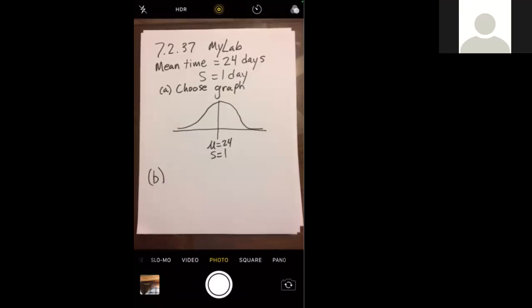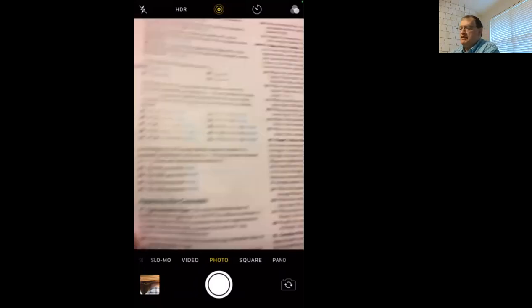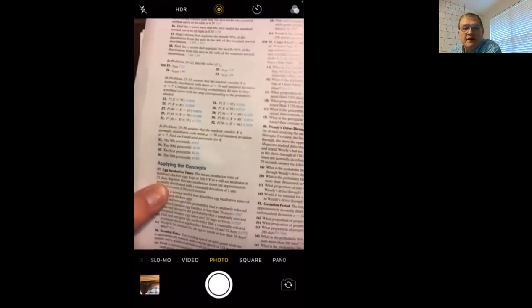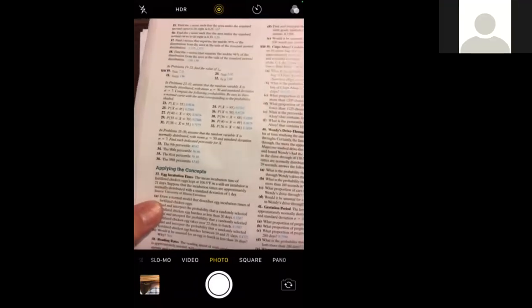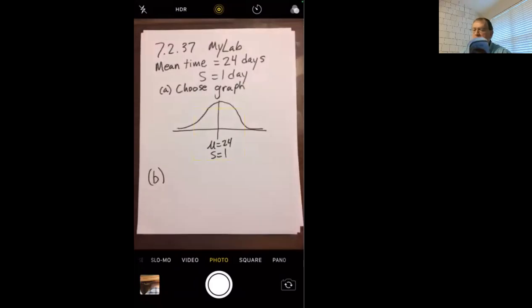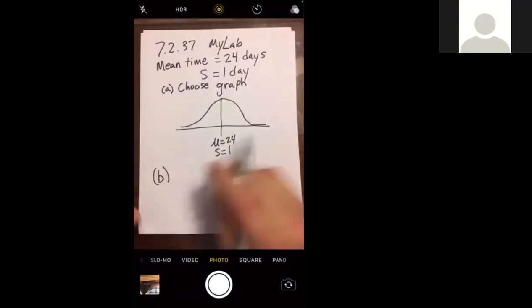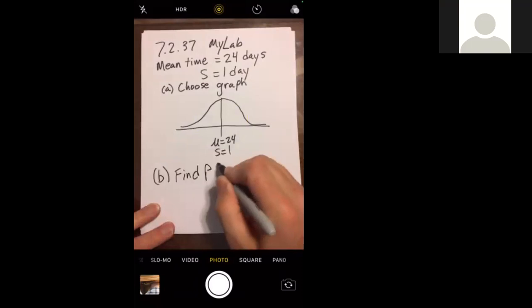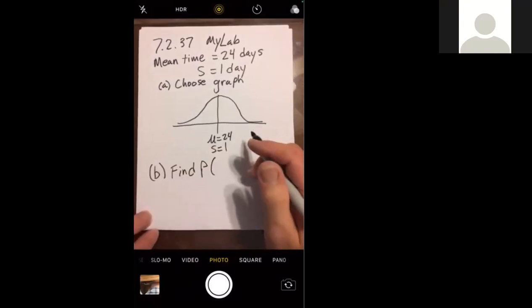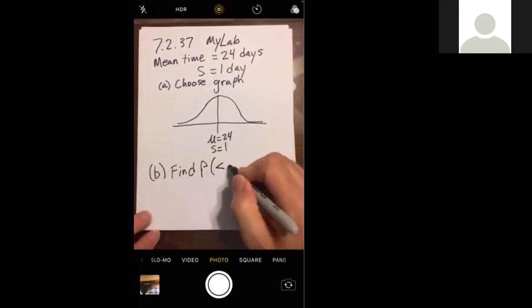Okay. Well, this one comes from MyLab. Ms. Obase is asking about it, and it's tracking the problem 37 here. They've just changed the mean number from 21 to 24. Got the same standard deviation. I'm waiting for her to give me part B. Okay, part B says find and interpret the probability that a randomly selected fertilized egg hatches in less than 23 days.